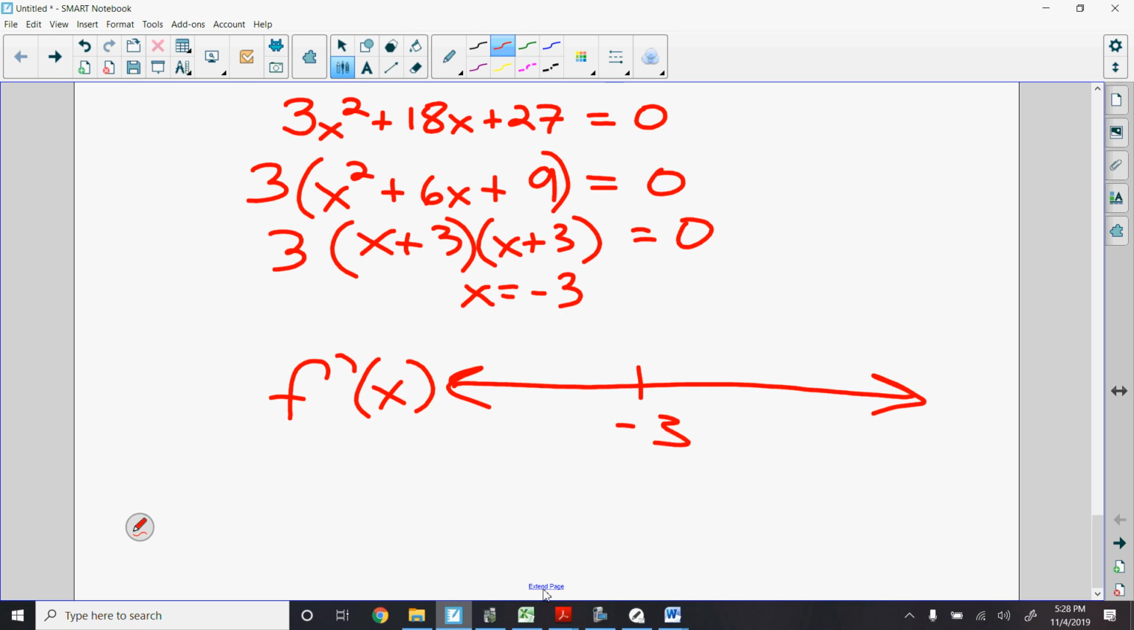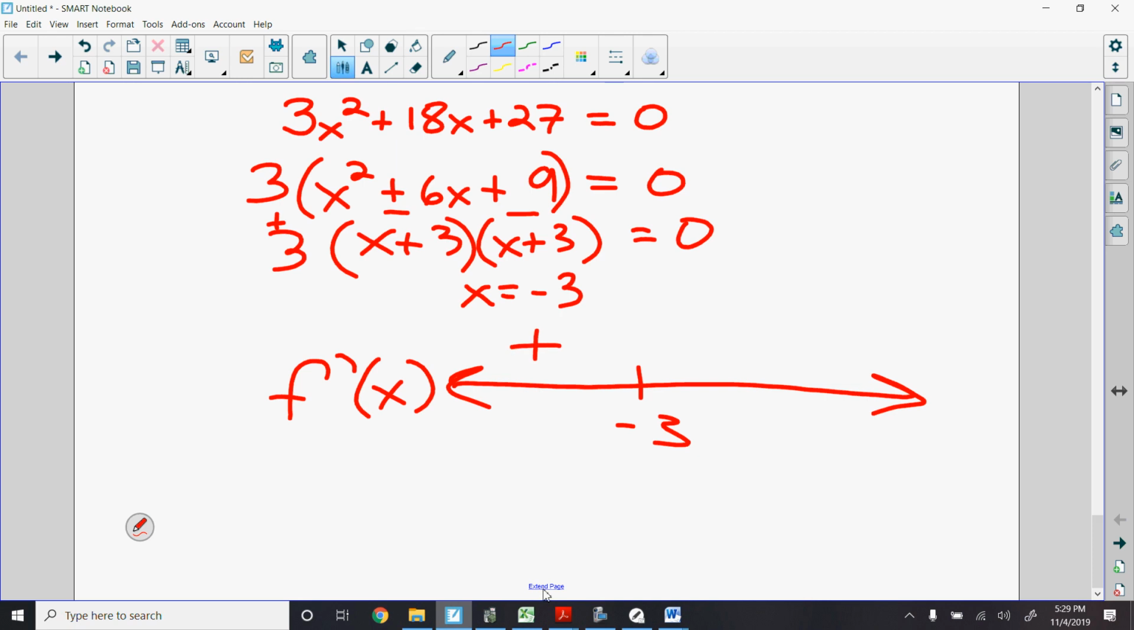And what I want to do now is test numbers to the left of negative 3 and to the right of negative 3. I'll use negative 4 first. So again, you can do this with or without the 3 in there. The 3 is always plus if you want to keep it in there. It won't affect the sign. It'll affect the overall value. Negative 4 plus 3 is negative. Negative 4 plus 3 is also negative. A negative times a negative is a positive.